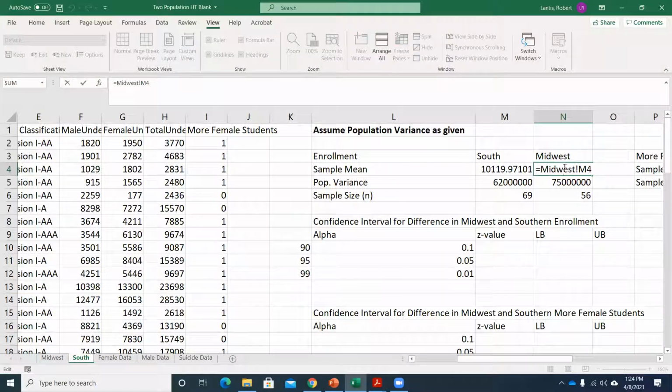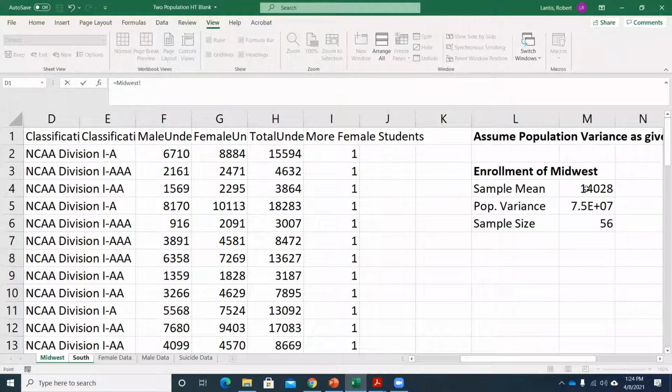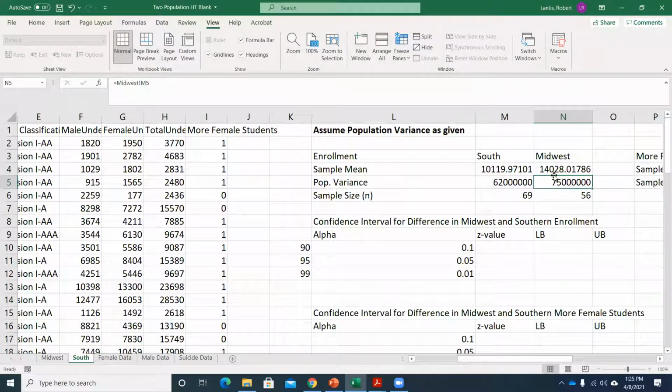I can actually reference across sheets, so I'll delete this. My Midwest data is on a different sheet, but I want to put this value on the other sheet. When I select it, notice it references the sheet. Now if I hit enter, so I don't have to type that in, if I just click on the cell and hit enter, it sends me back to the other worksheet, and now I've got everything there. That's all I did here, copy those values over.